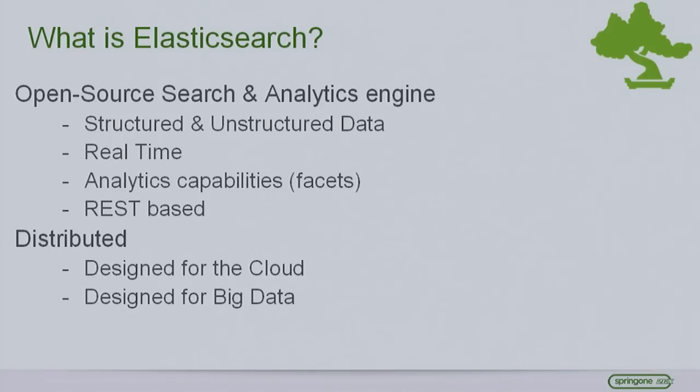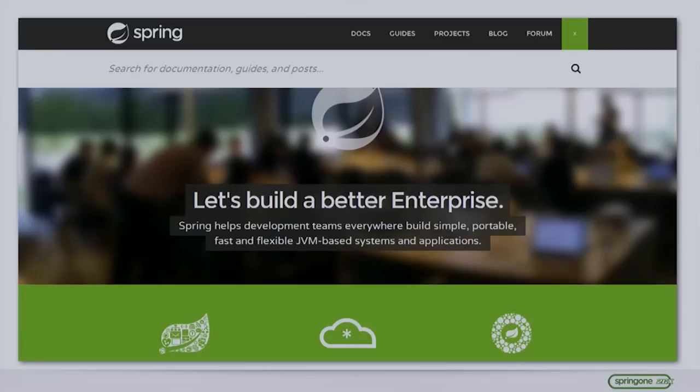So, punchline, what is Elasticsearch? It's an open source search analytics engine. You can deal with any type of data, structured and unstructured. It's in real time, so most operations occur in milliseconds up to 1 second. It has some interesting things called analytics or facets, and it's REST-based. Designed for the cloud, it can scale out, scale in, and can deal with a lot of data.